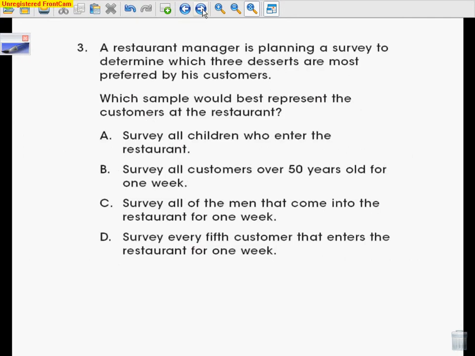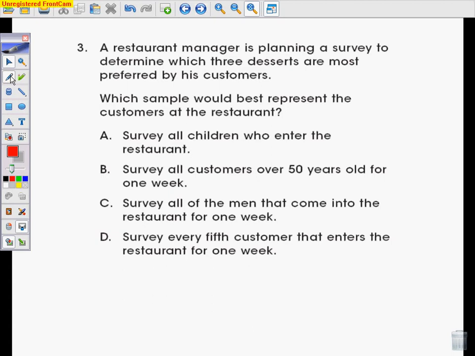Alright, number 3. A restaurant manager is planning a survey to determine which 3 desserts are most preferred by his customers. Which sample would best represent the customers at the restaurant? When you're doing problems like this, I would suggest that you read through the choices and start eliminating the choices that don't make sense. Whenever you're doing a survey or a sample, you always want the people that you sample to be representative of the entire population. So, let's look at choice A.